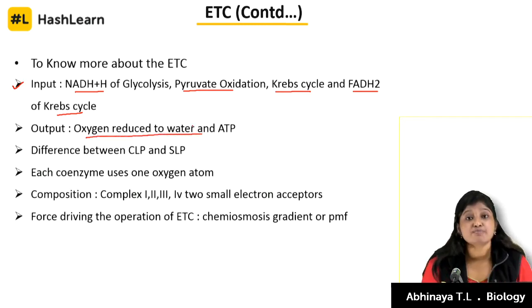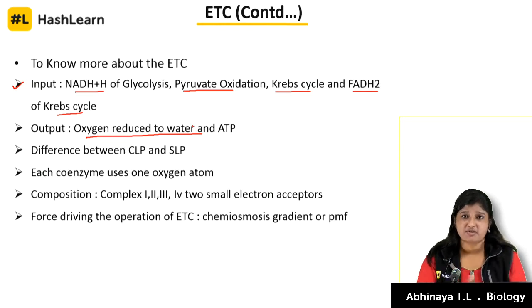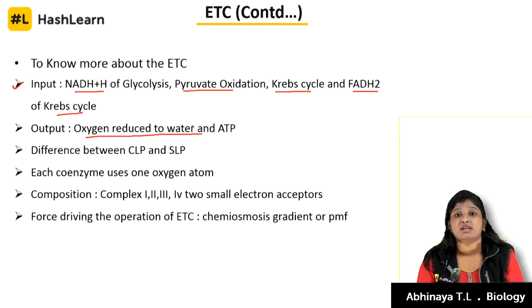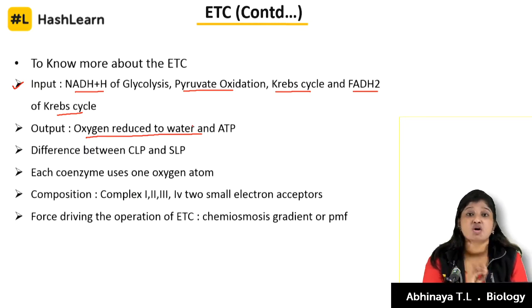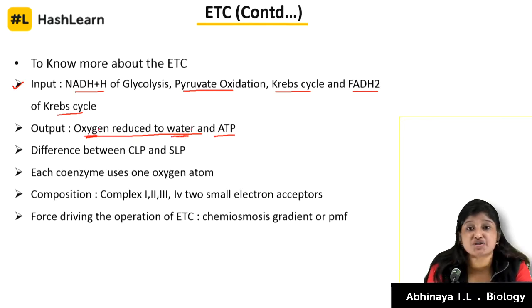What is the output? When we gave the overall reaction of respiration, we said carbohydrate is oxidized in the presence of oxygen. Till the Krebs cycle in my previous class, I never talked about oxygen. Now, ETC is the place where we are going to talk about oxygen. How? Because at the end of ETC, in the last step, oxygen is going to get reduced to water molecules. So that is the output we are talking about, and it's going to release ATP also, along with the water molecule formed on reduction of oxygen.